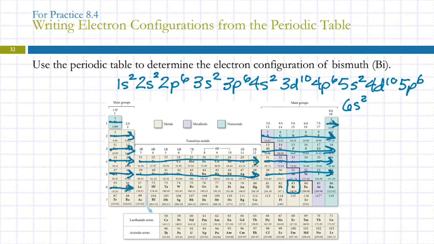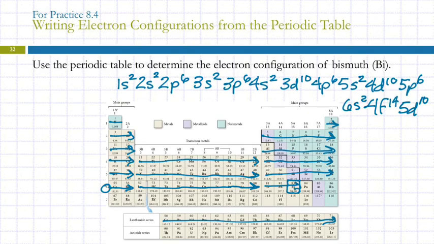Get rid of that, I don't know how that got there, and then this guy down here, so that's not in group 6 or 5, that's actually 4, 4f14, back up to catch these guys, 5d10, and 1, 2, 3, 6p3. That's why we use the noble gas shorthand, because it's so much shorter.